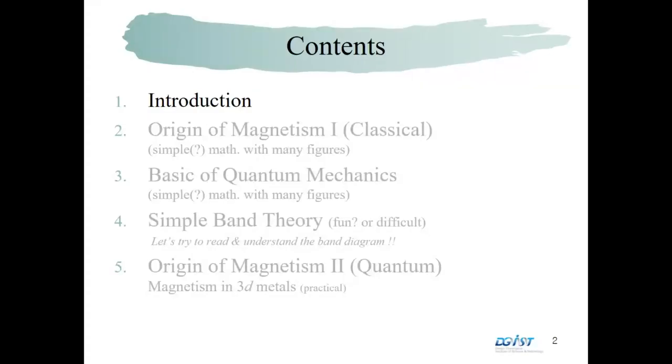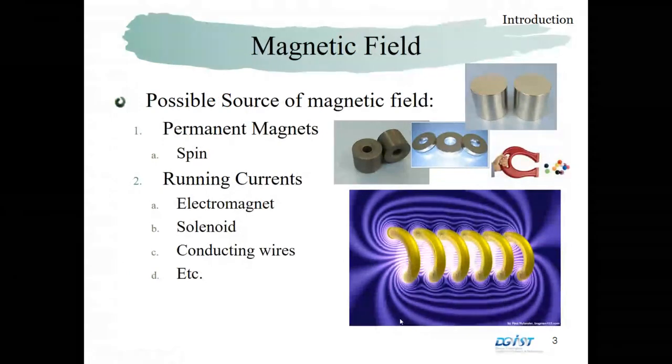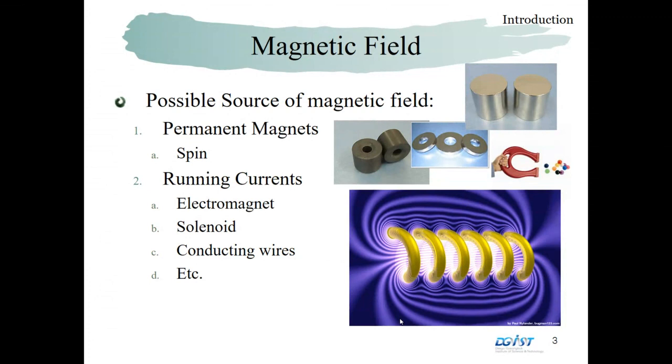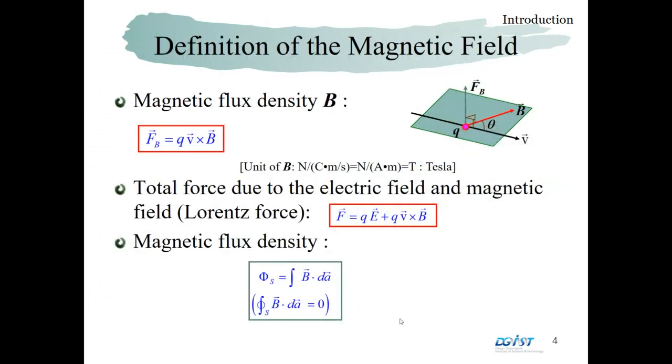Okay, in our last class, I introduced magnetism. There are many permanent magnets, and we can generate a magnetic field by running current. I also explained that if we have a moving charged particle, it experiences a force called the Lorentz force because of the magnetic field. And if we have an electric field, we have a total force from the electric field and the magnetic field.